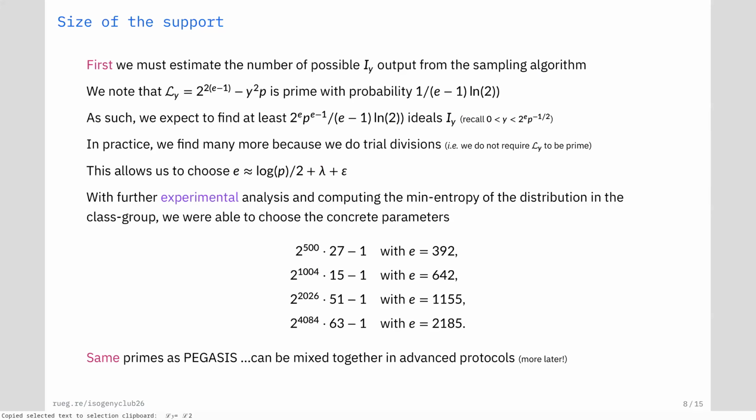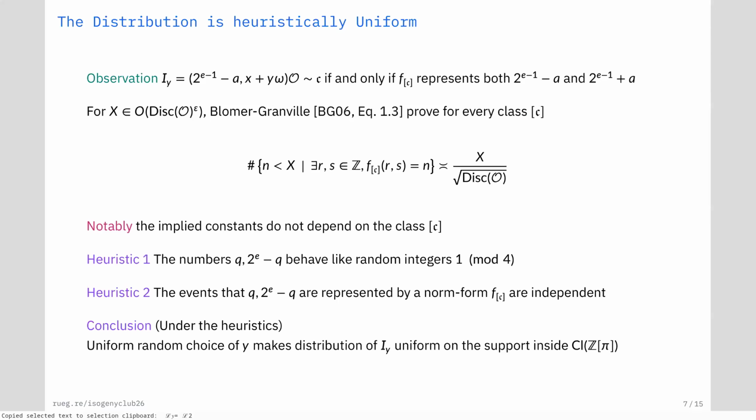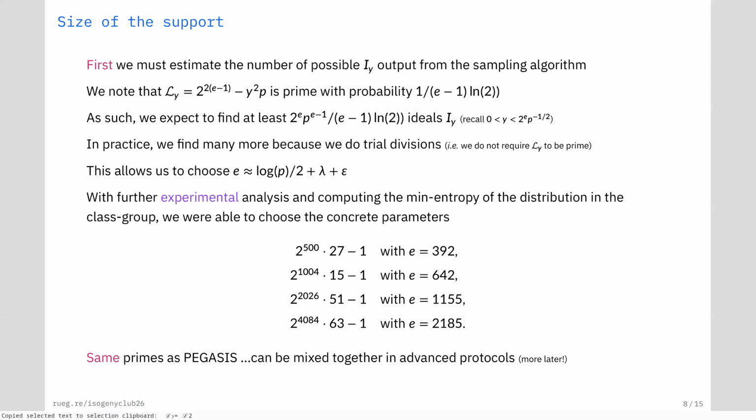If we are happy with the argument that the distribution inside the class group is uniform, we still need to care about how big the support is, namely how many classes we actually achieve. If we look at this quantity Ly, we see that it's of size roughly 2 to the 2e, and so it's prime with probability roughly 1 over e. Because I'm sampling y from this range between 0 and 2 to the e divided by the square root of p, I would expect to see at least this many ideals. This many y give me a solution, at least mathematically.